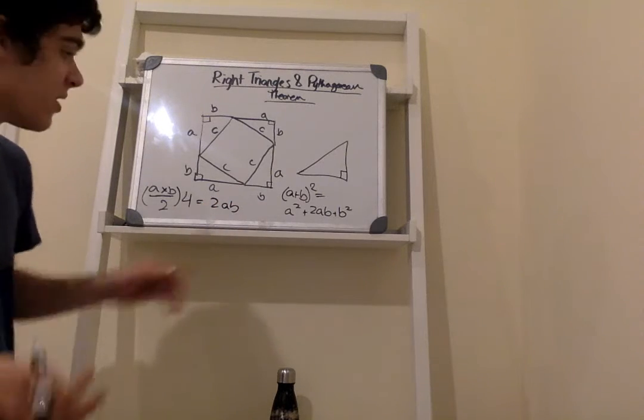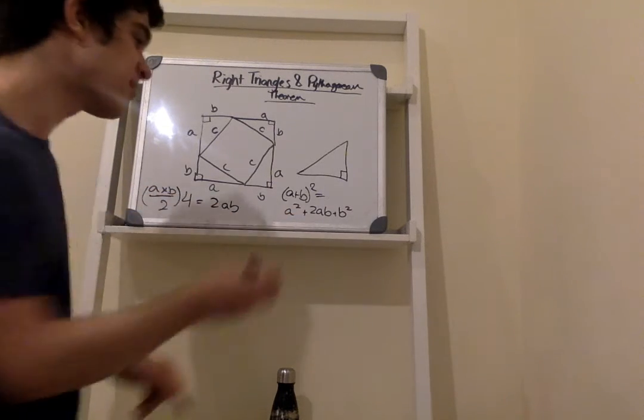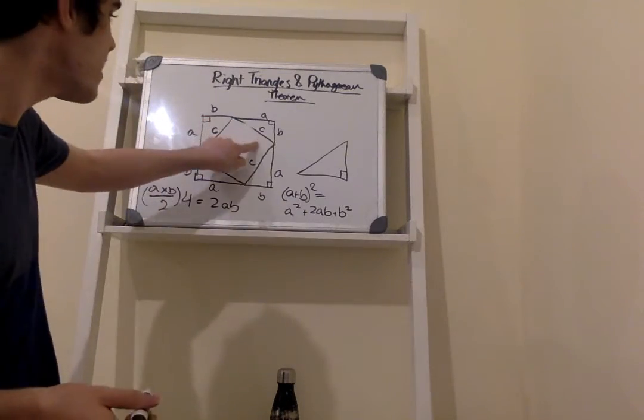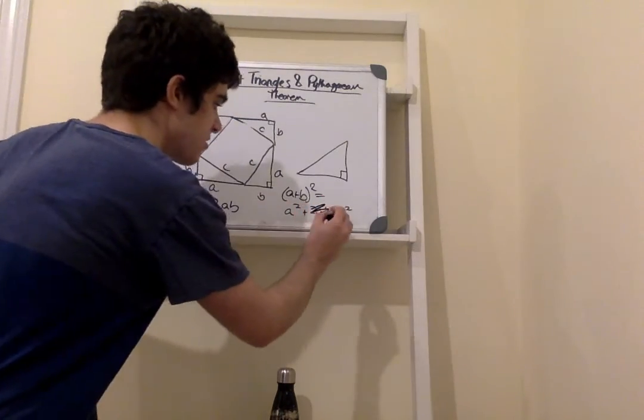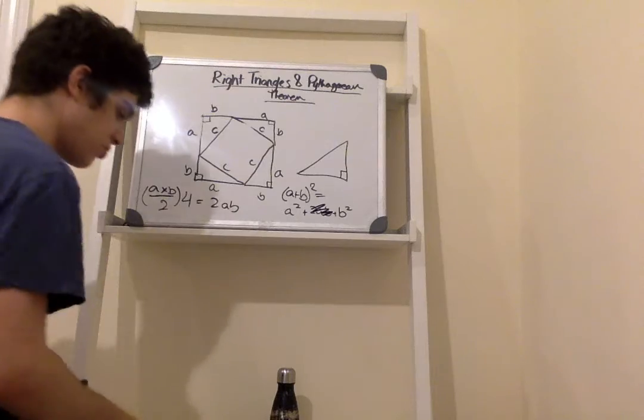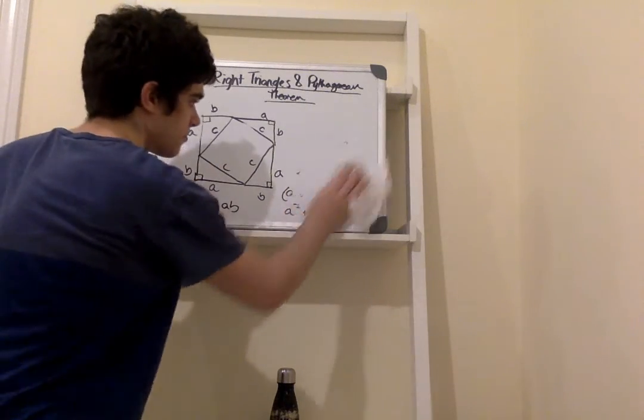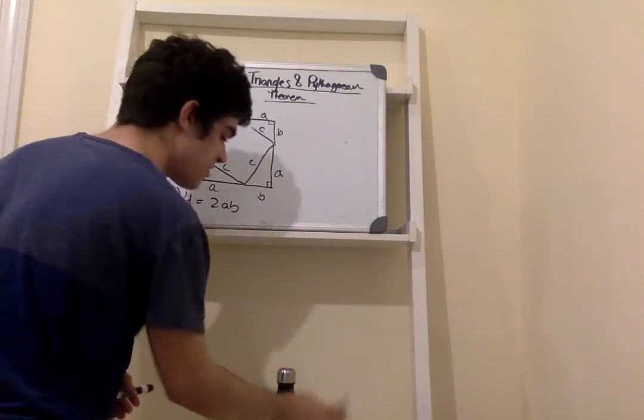And does that seem familiar? It's this middle term right here. So the area of our C box right here is just A squared plus B squared. So what does that say? That gives us this relation.